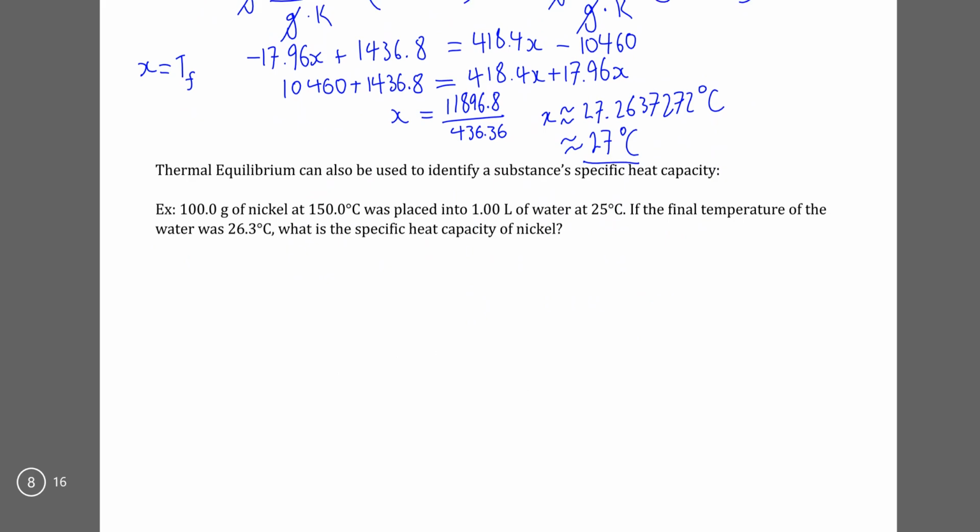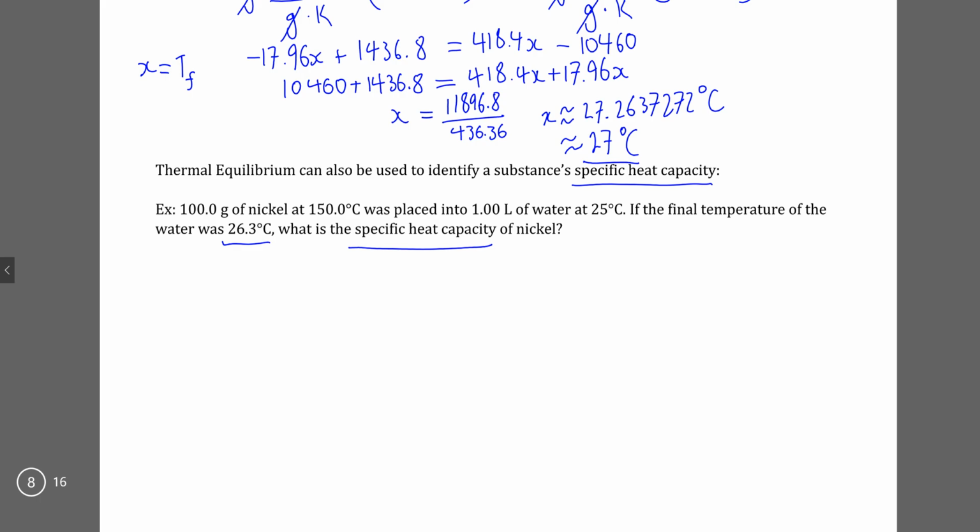A second application of Q equals mc delta T is to determine the specific heat capacity of a substance that we don't yet know. So in this situation, again, we're taking a certain mass of nickel at a higher temperature than water and quenching it in water. And based on calculating what the final temperature is going to be, we can find what the specific heat capacity of nickel is, even if we don't know it.